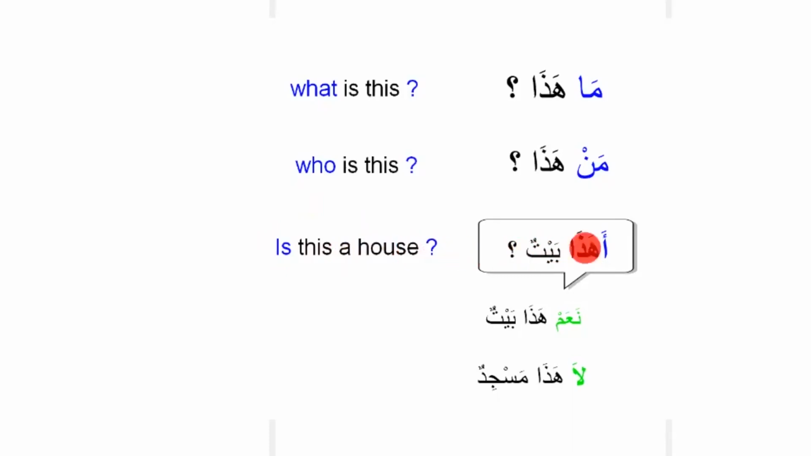So it's the same way with this hamzatul istifham. Whenever it's placed at the beginning of a sentence in Arabic, it changes it to an interrogative sentence. I hope that is clear. For example, haza baytun means "this is a house." But if you place it, ahaza baytun, "is this a house?" It turns into an istifham, a question.